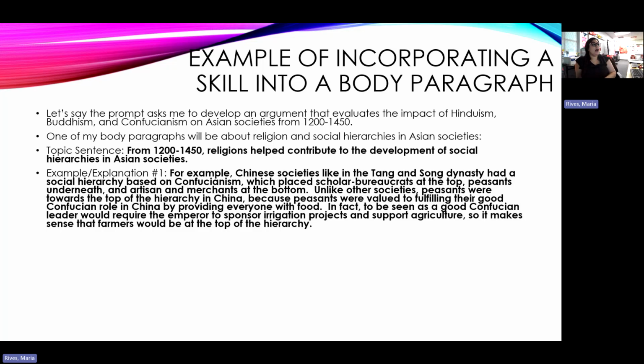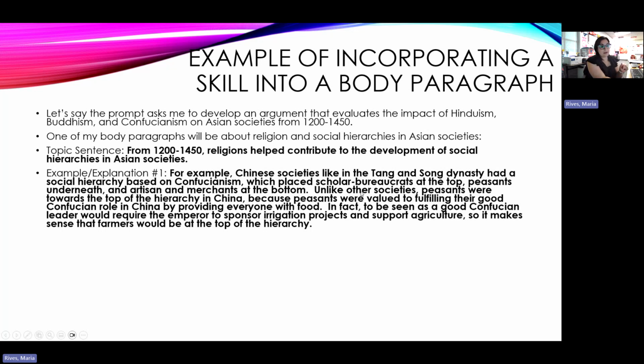Now I need to explain it. Unlike other societies, peasants were towards the top of the hierarchy in China because peasants were valued for fulfilling their good Confucian role in China by providing everyone with food. In fact, to be seen as a good Confucian leader would require that the emperor would sponsor irrigation projects and support agriculture. So it makes sense that farmers would be at the top of the hierarchy. I've given my explanation as to how Confucianism related to the social hierarchy. Confucianism values following your role. It also values agriculture. So peasants are at the top. They're performing their good Confucian role by farming. I also have a little bit of comparison implied in there because peasants are normally at the bottom.